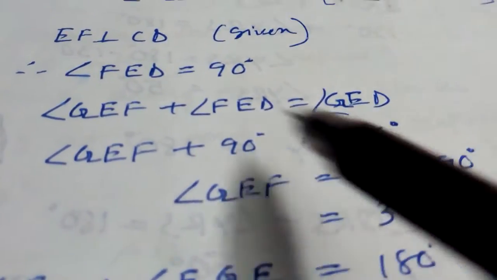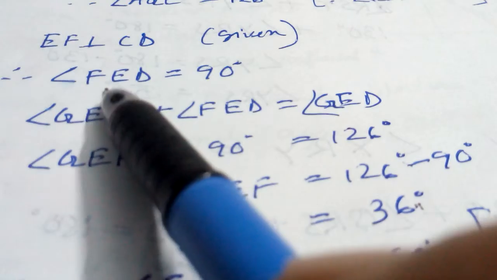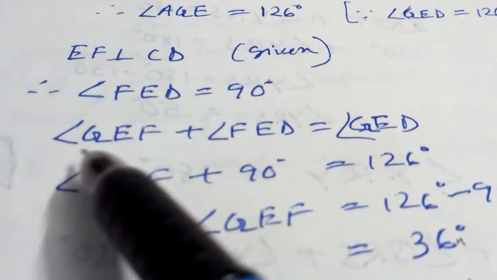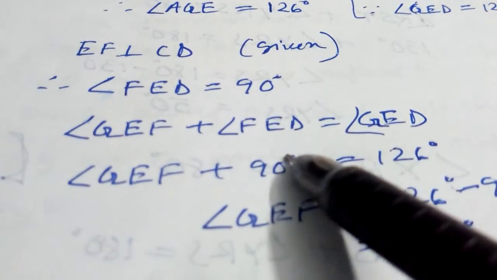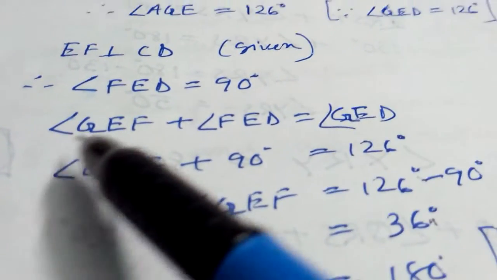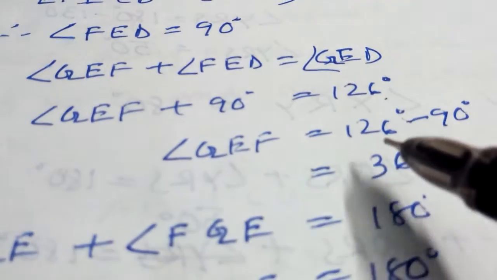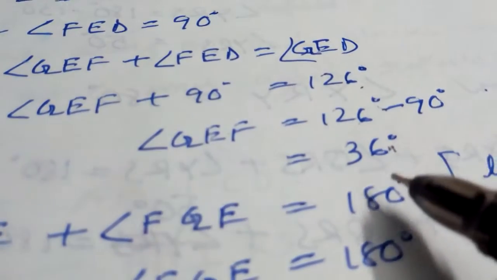See, we write here FED is equal to 90 degrees. Since EF is perpendicular to CD, ZEF plus FED is equal to ZED. So ZEF plus 90 is equal to 126 degrees. ZEF is equal to 126 minus 90, 36 degrees.